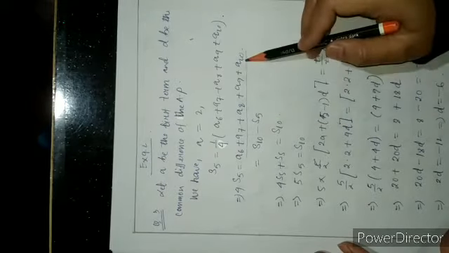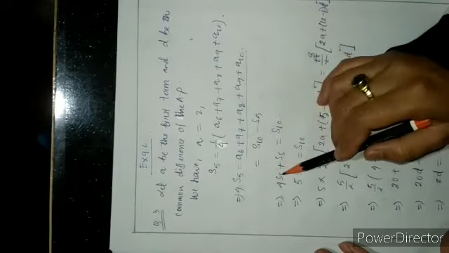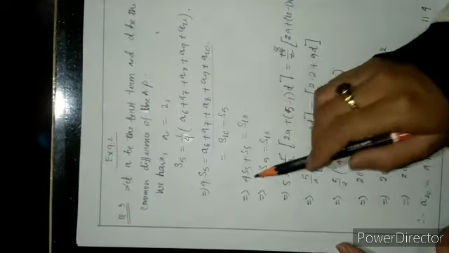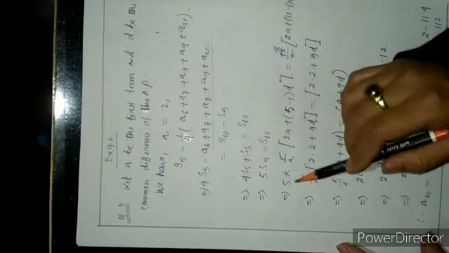The sum of the first 10 terms minus the sum of the first 5 terms. Minus S5 transposed to receive 4S5 plus S5 is equal to S10. So 4 plus 1 is 5, 5S5 is equal to S10.